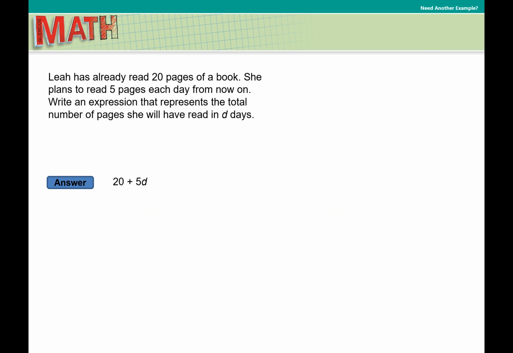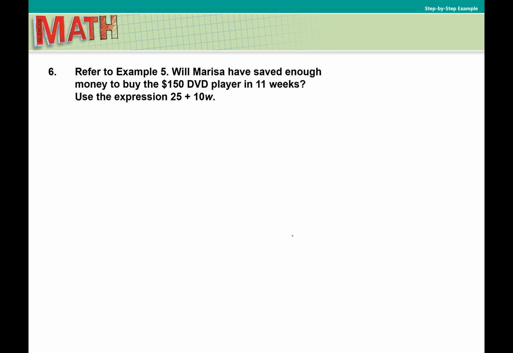Okay, you should have gotten an answer of 20 plus 5D. So again, she has already read 20 pages. She's going to add an additional 5 pages per day. All right, now back to example 5.